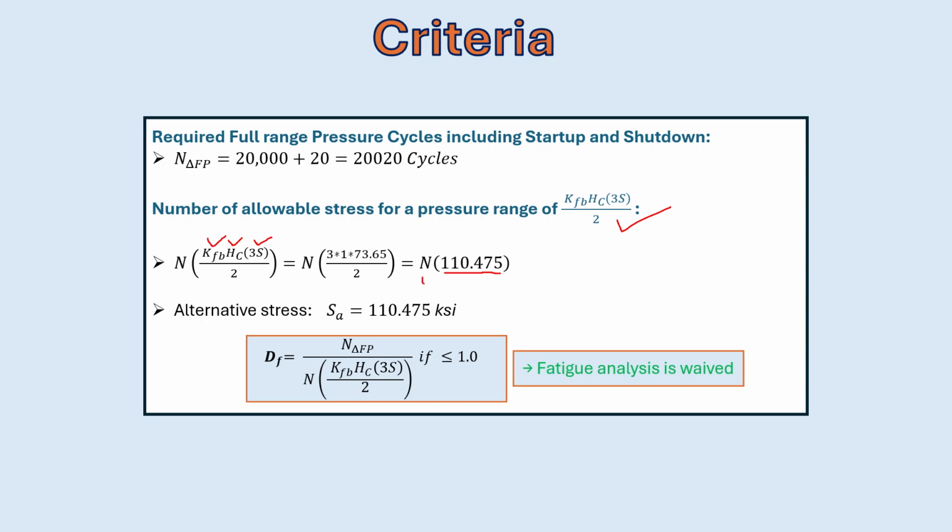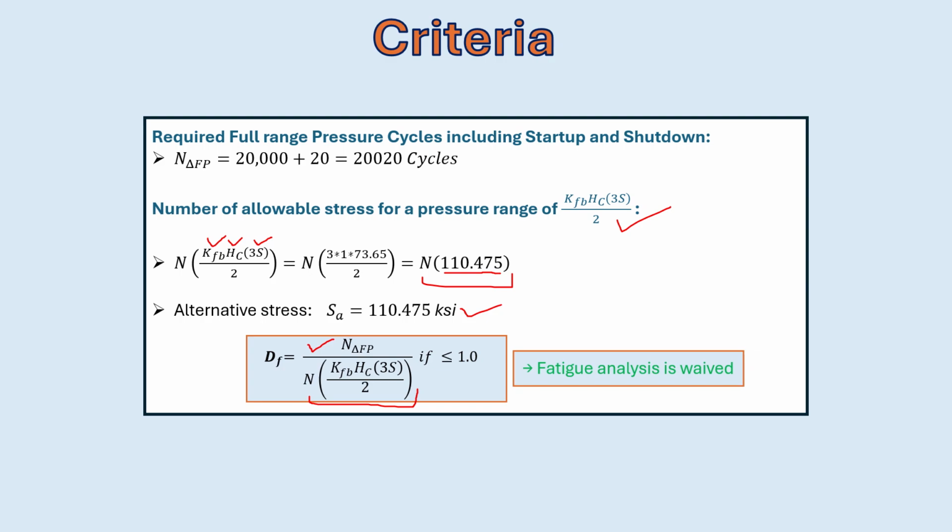So what does this 110 mean? This means we need to find the life for a part for which the alternating stress is 110 ksi, which is shown here. The damage in this case is the number of required cycles for the test divided by the number of cycles by the criteria. If this damage is less than 1, then the fatigue analysis is waived. We don't have to do the fatigue analysis. Why? Because these criteria are very conservative. So if we meet this criteria, we don't have to do the fatigue analysis.